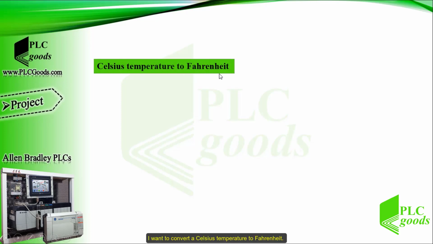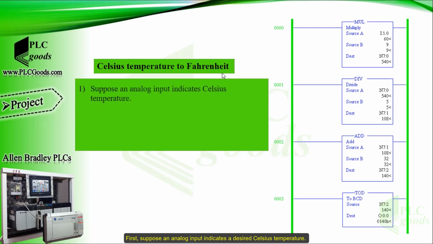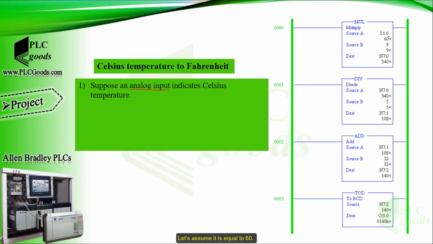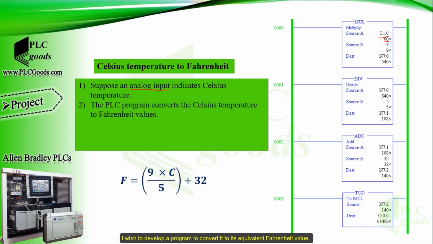I want to convert a Celsius temperature to Fahrenheit. This is my program based on these conditions. First, suppose an analog input indicates a desired Celsius temperature. Let's assume it is equal to 60. I wish to develop a program to convert it to its equivalent Fahrenheit value. I use this formula to convert a temperature in Celsius to Fahrenheit.